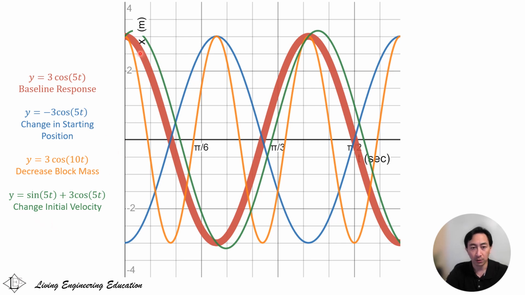And then in green, we have a change in the initial velocity, so a non-zero, positive initial velocity. That's the introduction of this sine 5t term. There's a small change in your amplitude, as we can see here, caused by that velocity, and then there's a small phase shift from this, right?